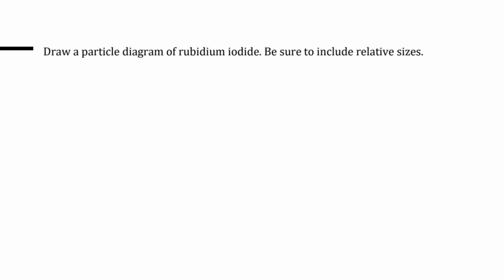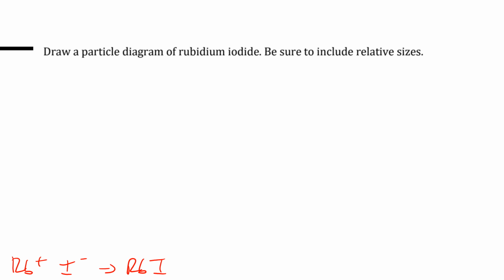Draw a particle diagram of rubidium iodide. Be sure to include relative sizes. The first thing you need to be mindful of is what the formula for rubidium iodide is. So we know that rubidium has a 1 plus charge and iodide has a 1 minus, so therefore the formula is going to be RbI. There's going to be one of each ion present.